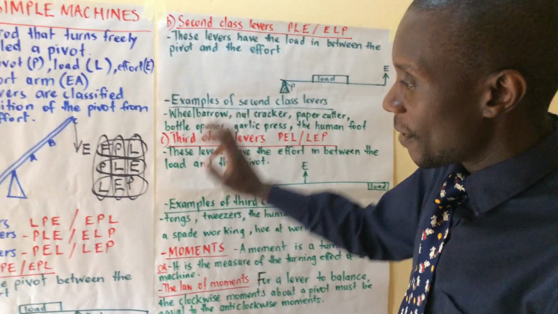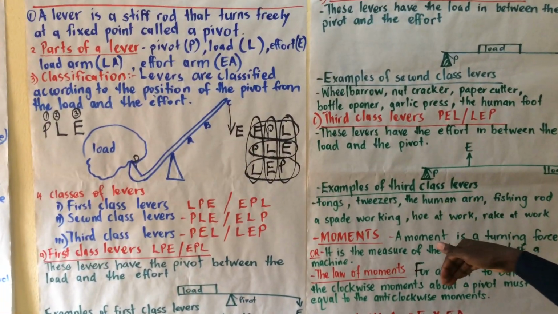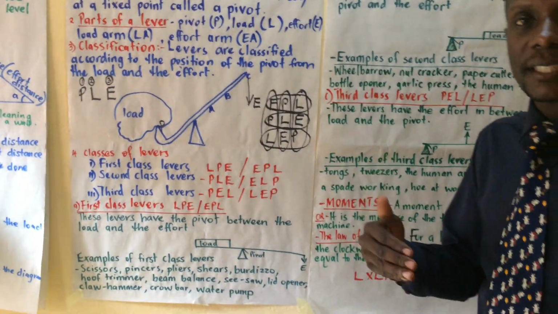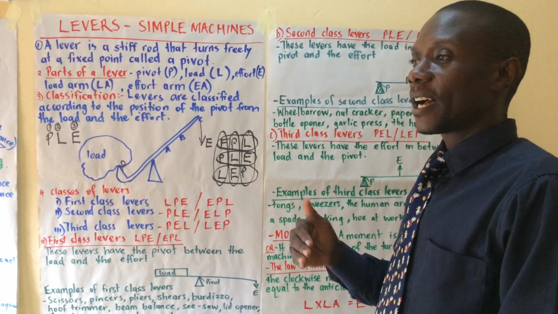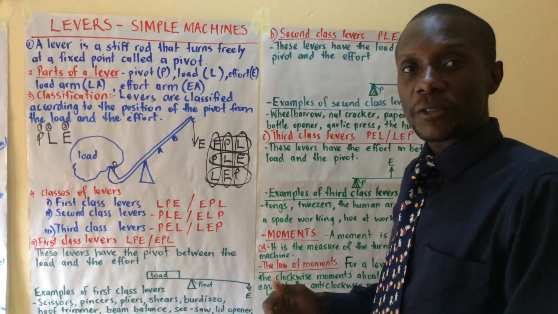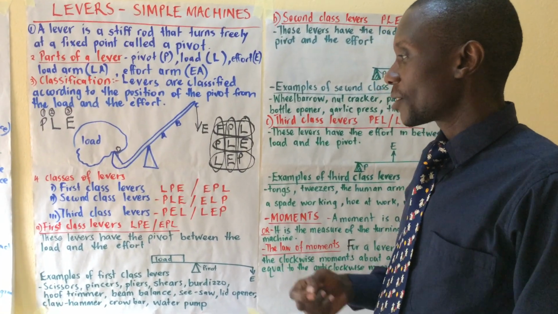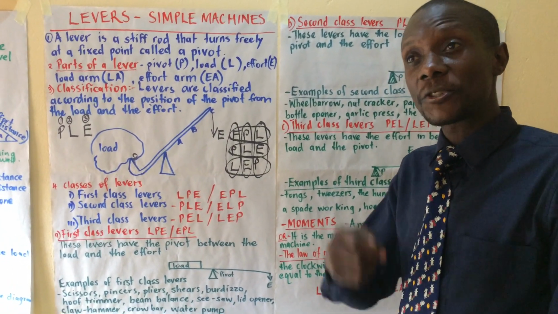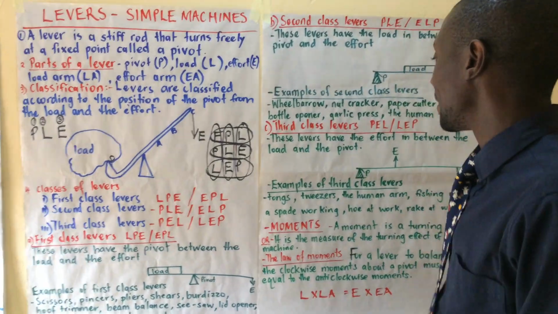Second class levers and first class levers have an advantage over the third class levers. Second and first class levers usually have a longer effort arm than the load arm, or than the load distance, which helps to reduce the effort that is applied. And that is why they are called force multipliers or effort multipliers, because they usually have a longer effort distance, reducing the effort applied.